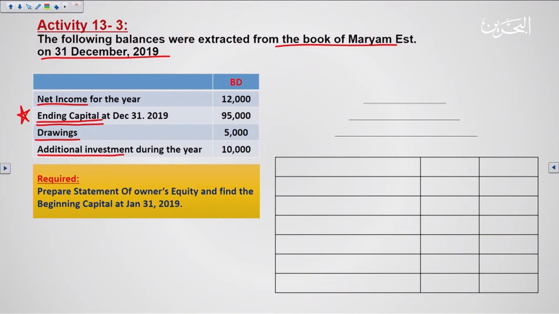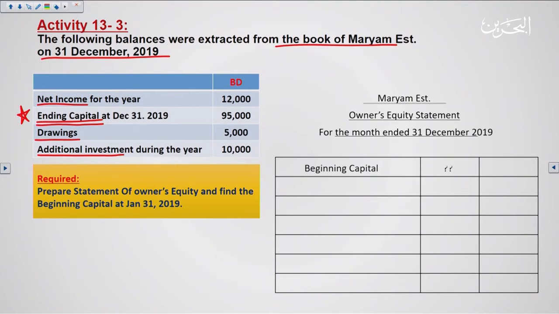the capital. Now, to start with the statement of owner's equity, we will write down first the name of the company, the owner's equity statement, which is the name of the statement. Then I will put the period that this statement was prepared for. First, I will start with the beginning capital, but unfortunately, I don't have this amount, so I will come back later to see how I will calculate it.